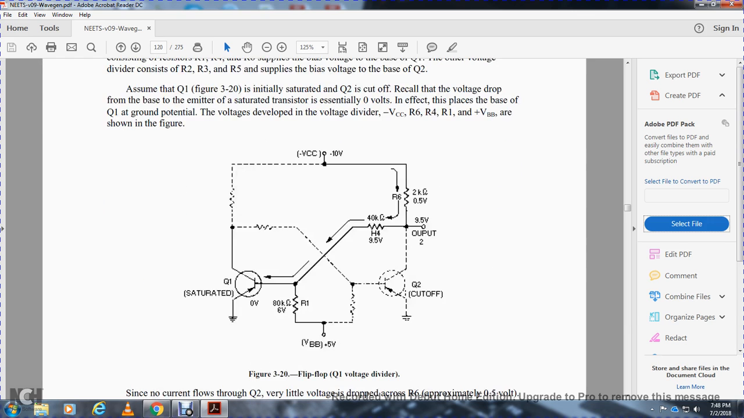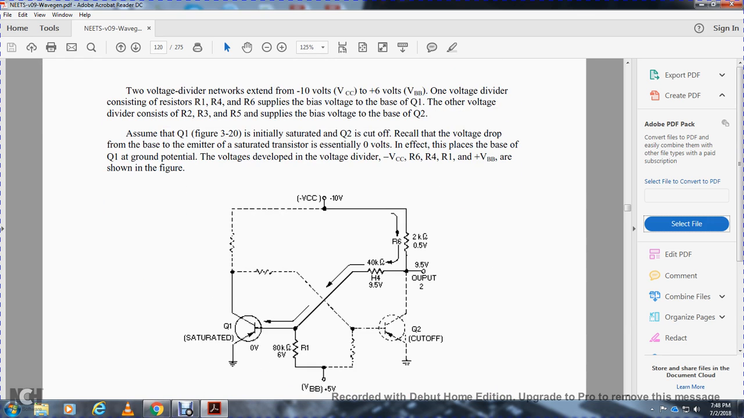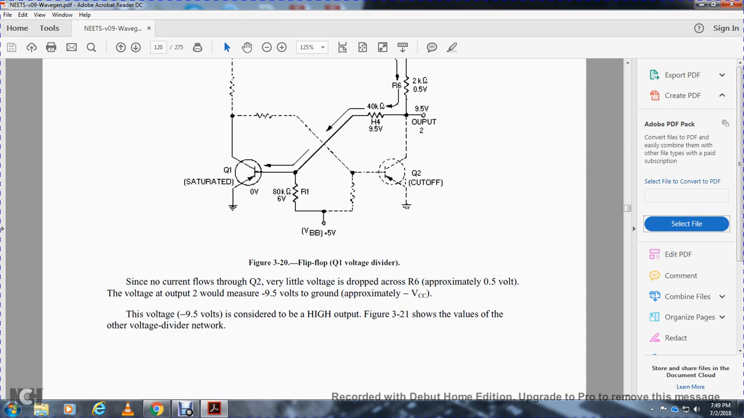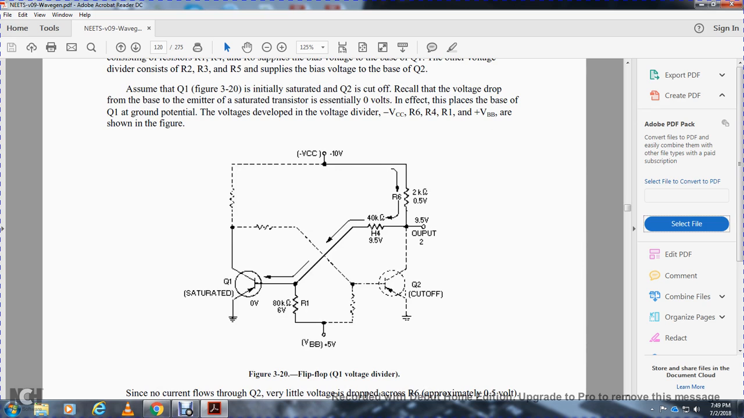Assume in figure 3-20 that transistor 1 is initially saturated and transistor 2 is cut off. The voltage drop from base to emitter of a saturated transistor is essentially 0 volts. The voltages developed in the voltage divider, the collector current through resistors 4, 6, and 1, and the base bias voltage are shown in figure 3-20, the flip-flop voltage divider.